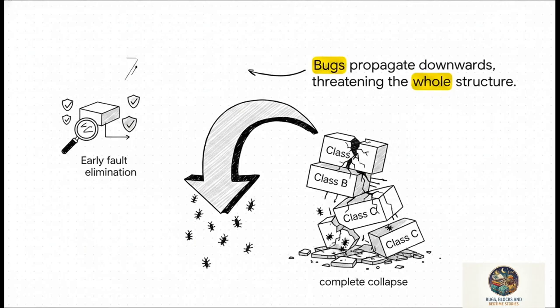Well, here is the massive risk. Inheritance creates a direct pipeline for bugs to propagate from a parent class down to all of its descendants. If there's a hidden flaw down in that foundational Class A, that flaw is instantly inherited by Class B and Class C and so on. An untested foundation causes bugs to spread downward rapidly. By testing a class as it's being developed, you're eliminating faults early and preventing a complete collapse of the application later on.